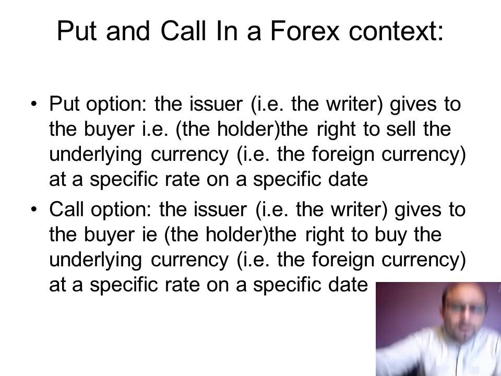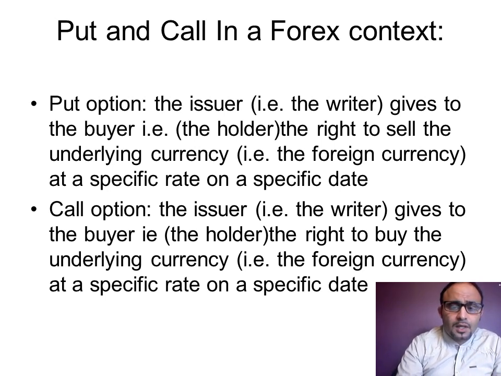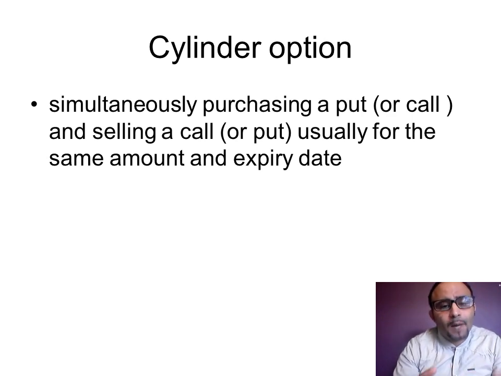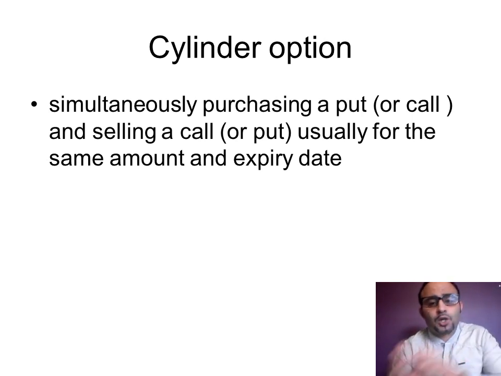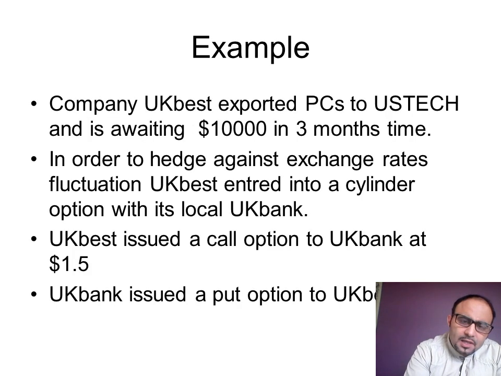A call option, on the other hand, the issuer in this case, or the writer, gives the buyer or the holder the right to buy the underlying currency at a specific rate on a specific date. One type of option that combines the two is called a cylinder option, and that is simply a simultaneous purchase of a put or a call and selling a call or a put, usually for the same amount and the same expiry date. Let's consider a simple example.